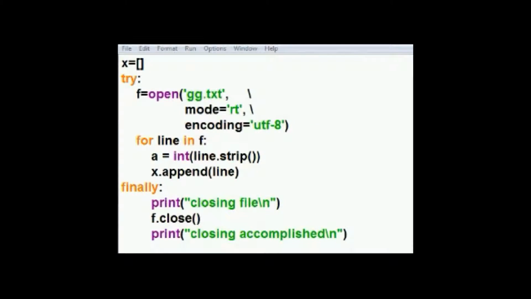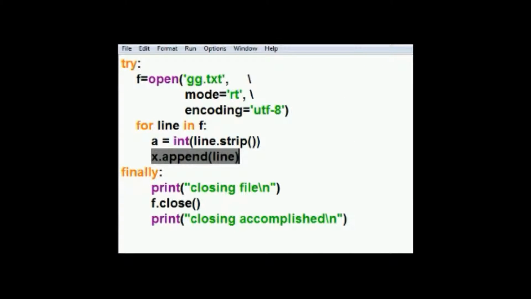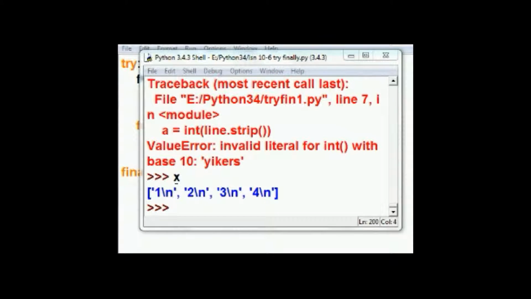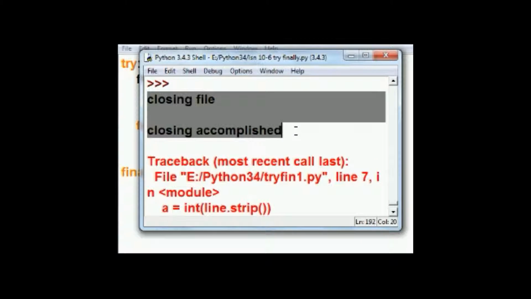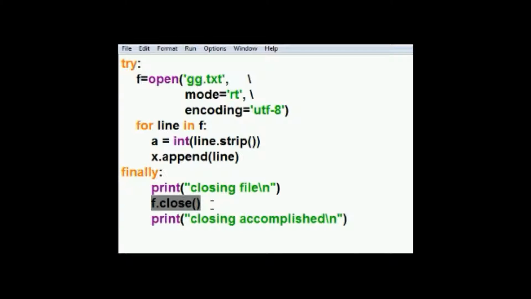Yikers. I wonder if anything got into that X. I think the first 5 lines should have gotten in there at least. One way to find out. And there it is. Again, X, hit enter, and there they are. And right after 4, it ran into yikers and trouble. But it jumped up here and executed the 2 print commands, and of course the fclose command.